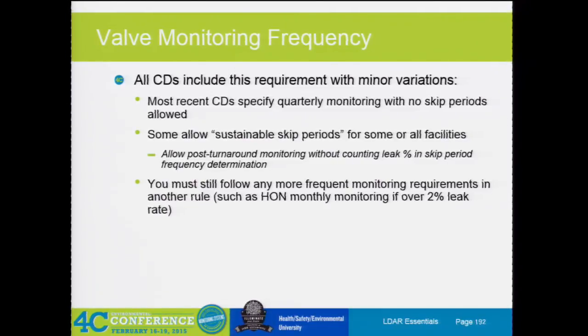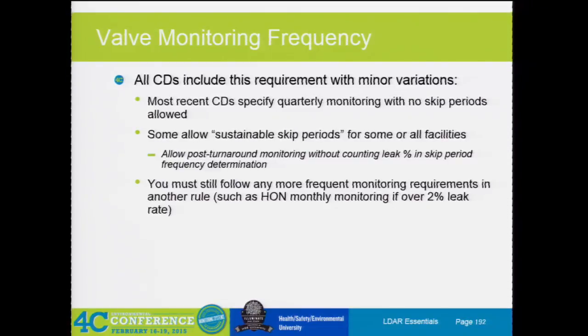So what they've done in this is allow you to go in and check for leaks, and it's not going to count against you to where you would have to jump out of a skip period if you elect to use it. Now, I get on my soapbox. I think skip periods are the worst idea in the world. They're too hard to track. They're too hard to manage.